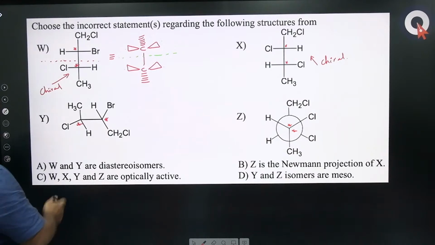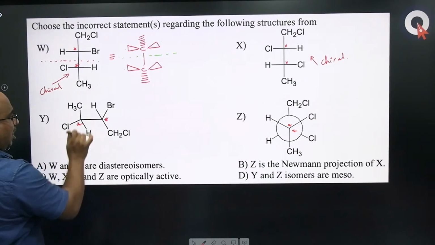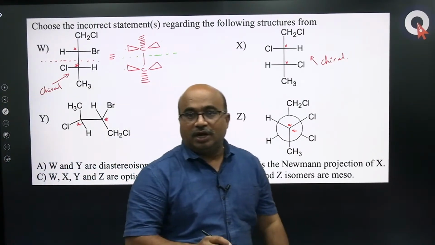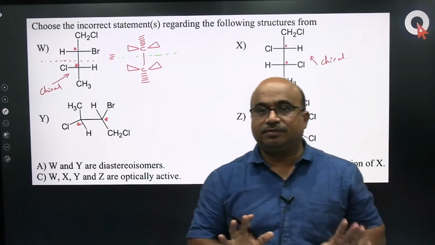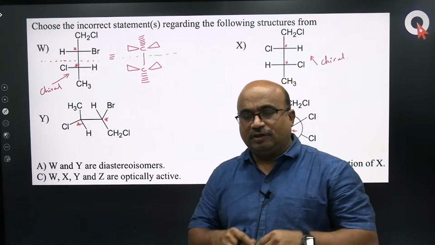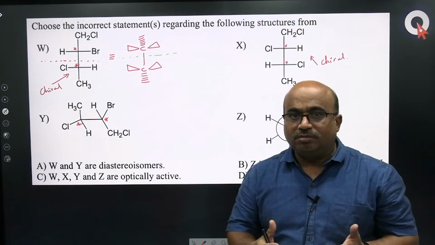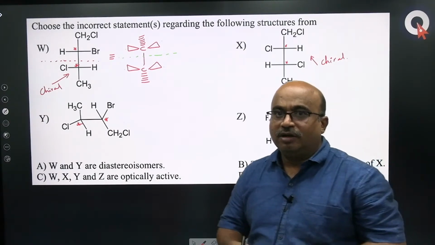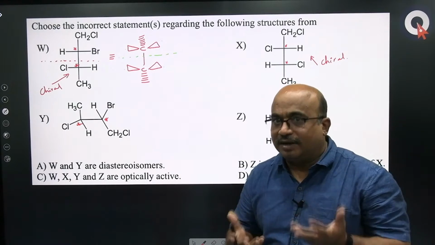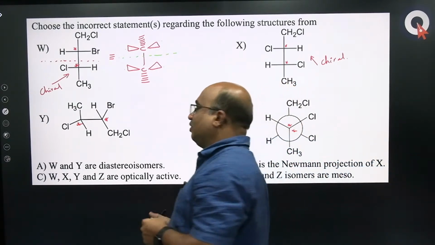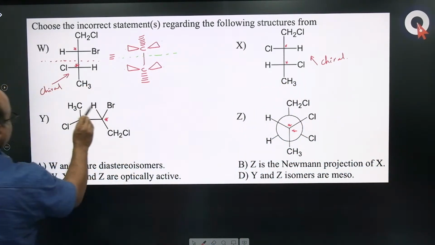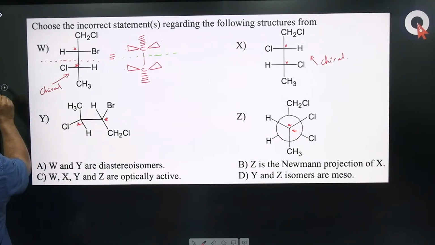Then coming to this, how to convert a Sawhorse representation into a Fischer projection representation. Just follow this system. I feel it is a better system we should follow. That is the practice we generally do. Let us see, if it is a Sawhorse representation, we will write it on the next page, then we will come back to this.